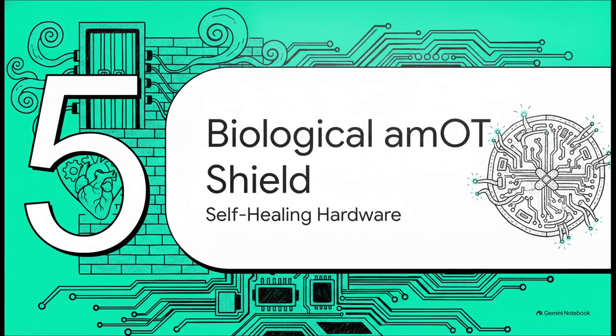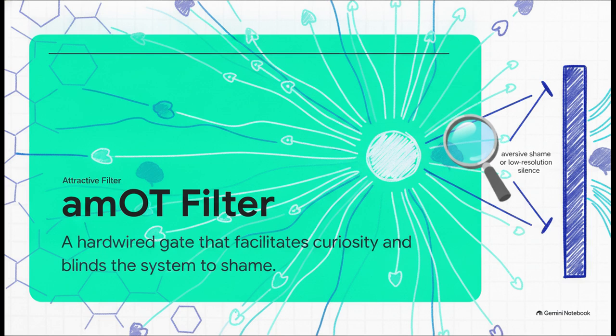Section 5. The Biological Ammo T-sheared. But we have to ask, what if the target's port stays closed? What if the real world just remains silent? Well, your brain actually has a built-in superpower to protect this exact sense of playfulness. It's called the anteromedial olfactory tubercle, or AMOT, and it acts as a biophysical filter.